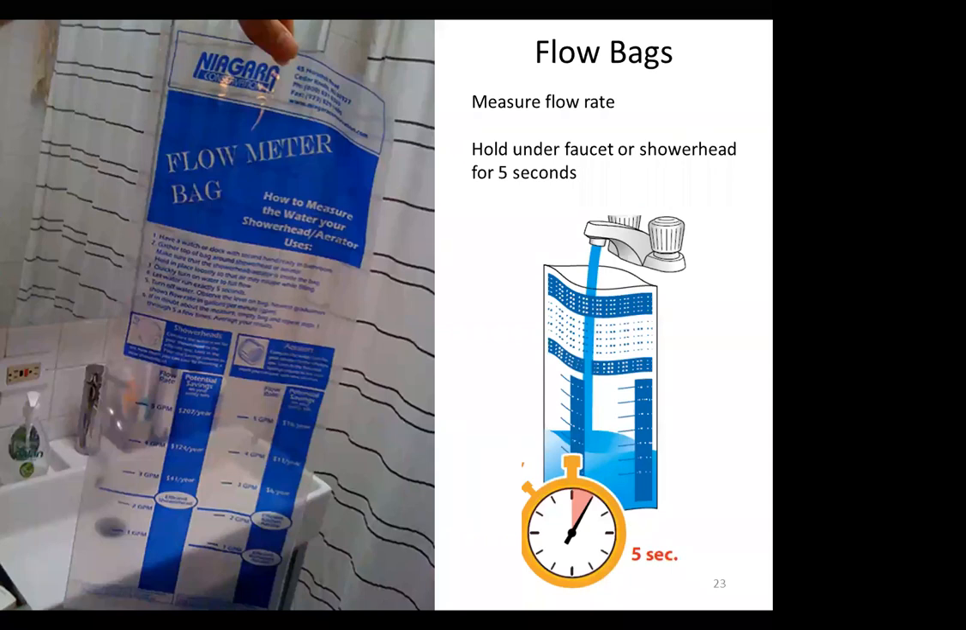Here's a picture of what that flow bag looks like over here on the left. To use it, you simply open the bag and place it under the fixture that you want to test. You turn on the water for 5 seconds, allowing the bag to fill, and then you turn off the water and hold the bag up to see where the water line lands. And the bag will then show you how many gallons per minute that fixture uses. The bag also has markings on it to show you how much water you could be saving by installing high-efficiency faucet aerators and shower heads.